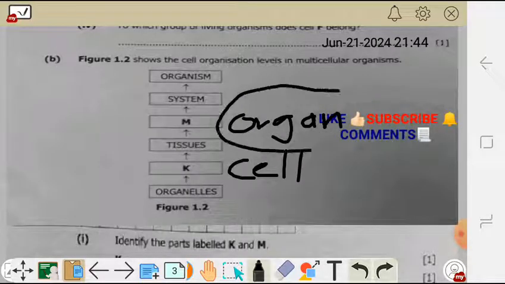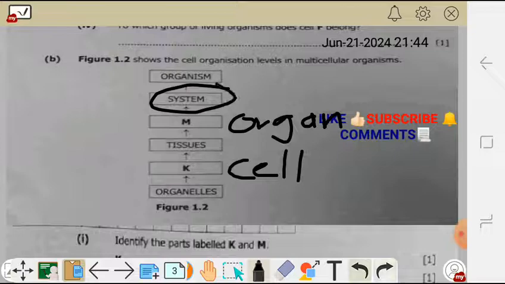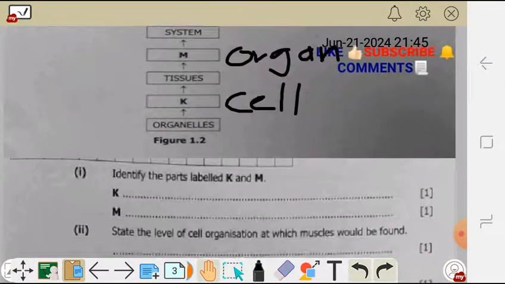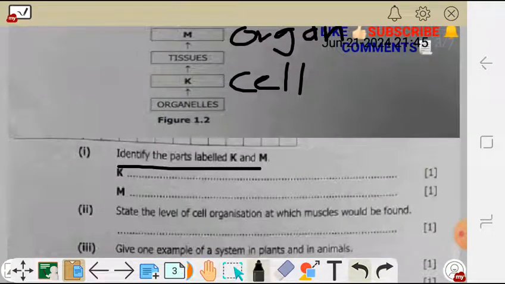And then different organs are going to form a system. Then systems form an organism. Yeah, so that's how the cell organization level is. So to identify the parts labeled K and M, K here is cell, and then M is an organ. So organs, we know they'll form system, and then systems will form a complete organism.